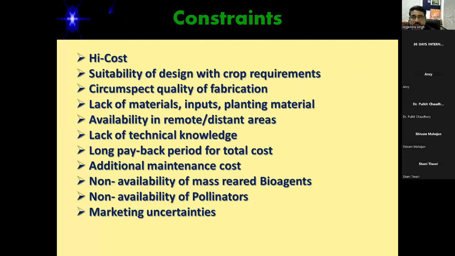These are some constraints of protected cultivation. First is the high cost, suitability of design with the crop requirement, and quality of the fabrication, lack of input material, availability of planting material in remote and distant areas, lack of technical know-how, long payback period relative to the total cost, additional maintenance cost, non-availability of mass release of bioagents, non-availability of pollinators, and marketing uncertainty. These are some constraints.